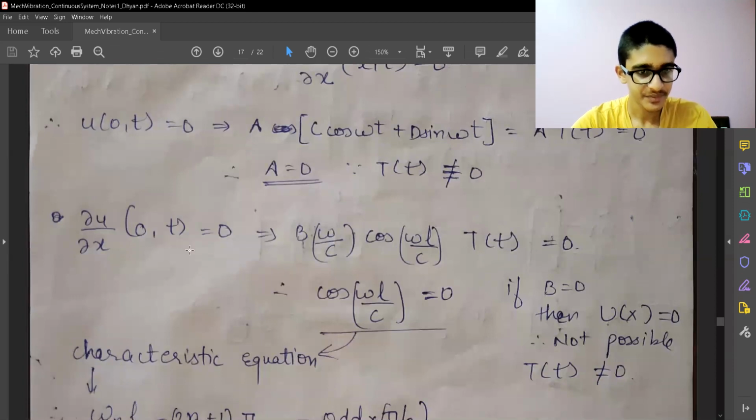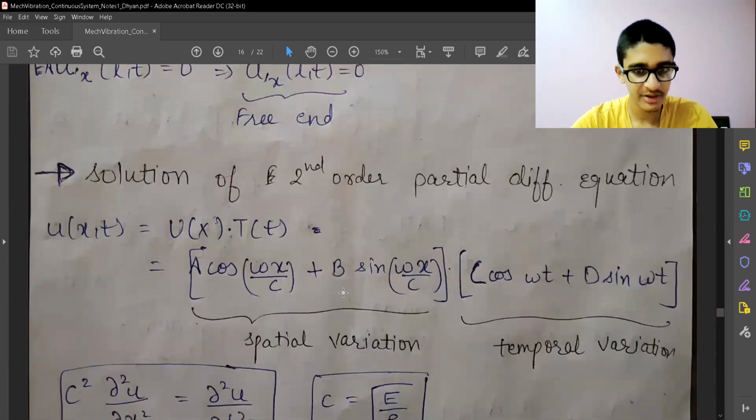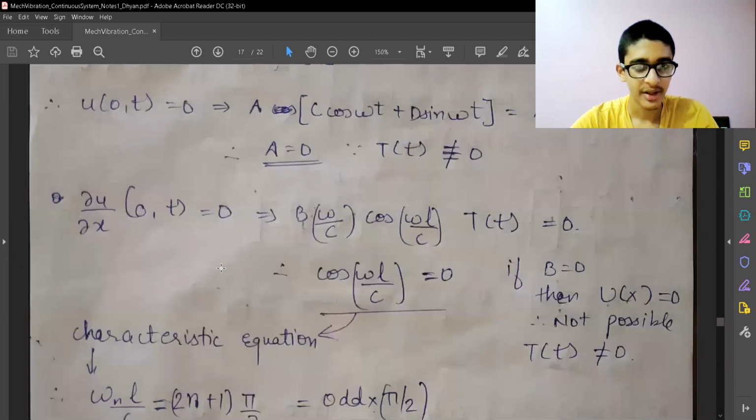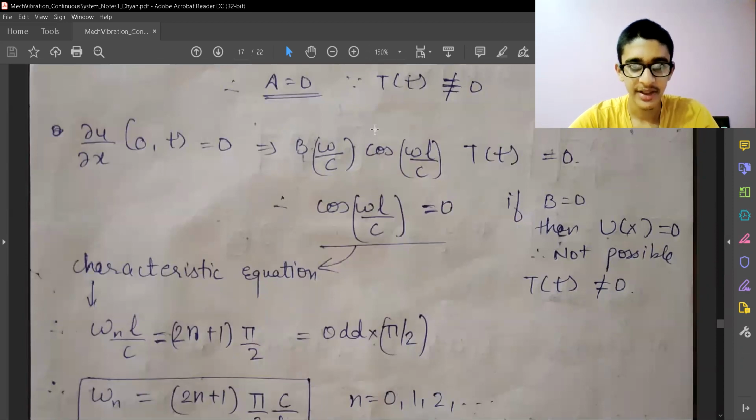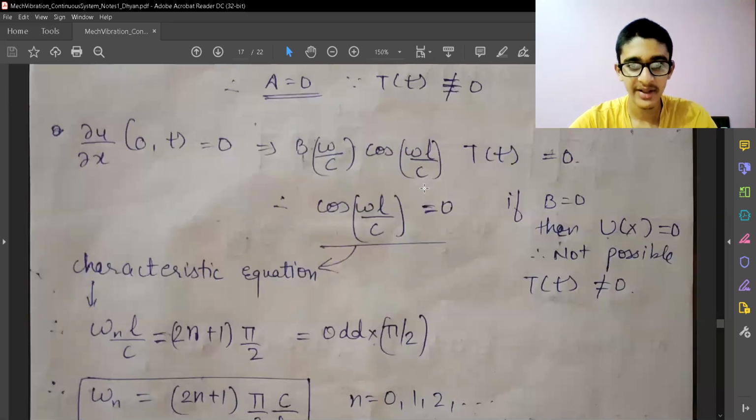And when I use the strain boundary condition, I'll have this equation again in which T of t cannot be 0. That means the other term should be 0. If I use B equal to 0, then I already have A equal to 0. If B is also equal to 0, that means U of x is 0. That means again my response is 0. That means there are no vibrations. So I cannot put B equal to 0. That means my only solution is cos omega L by c equal to 0. Omega is the frequency over here. It's not the w, the displacement in the z direction. It's the frequency. That means this is the characteristic equation which is going to define how my system is going to behave.